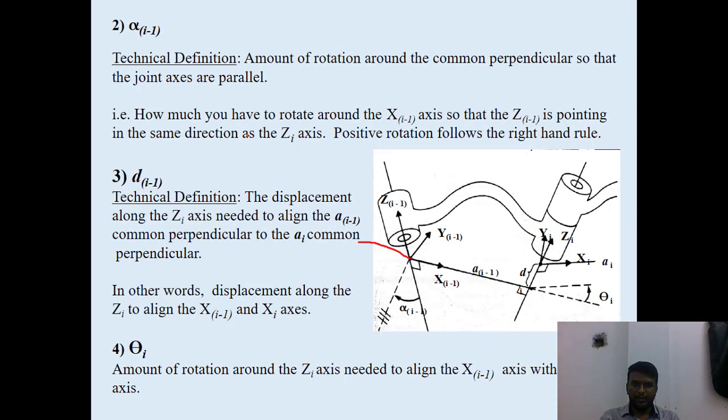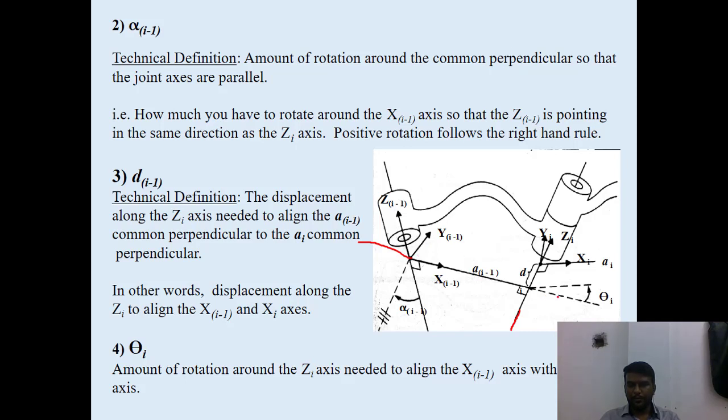The next thing is alpha i minus 1. When we turn the link so that both joint axes become parallel, that angle is called the link twist. The other two parameters are d i and theta i. d i is called link offset. We attach a coordinate system: x i minus 1 is attached to a i minus 1, z i is along the joint axis, and y i minus 1 is perpendicular to both.